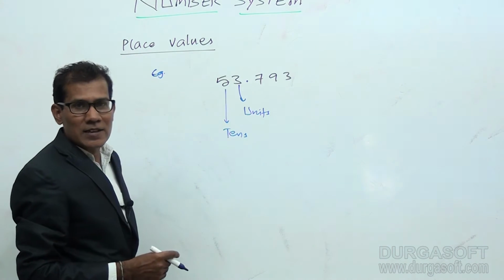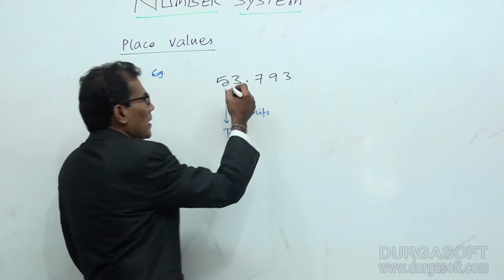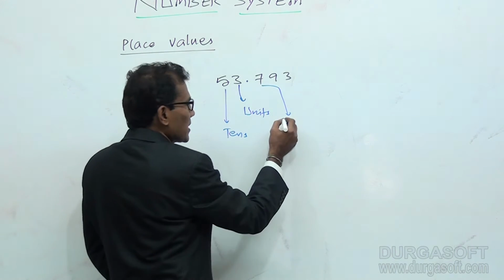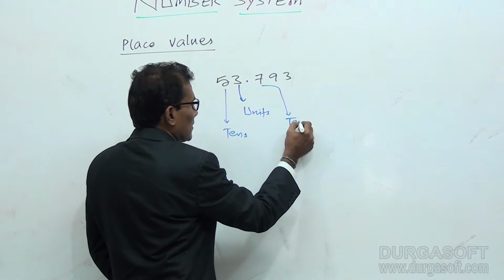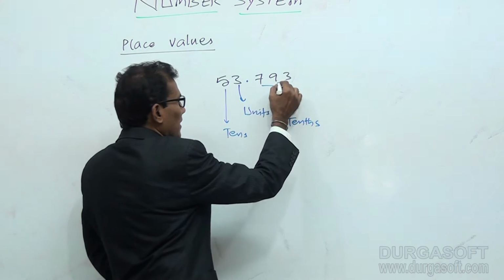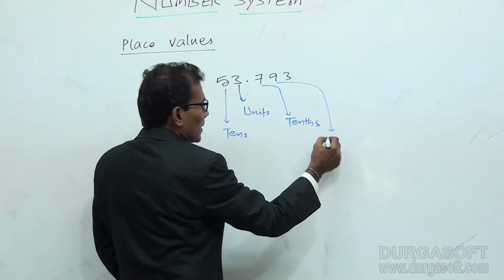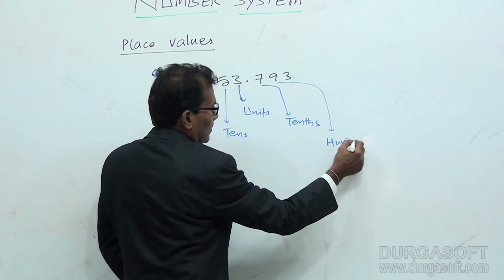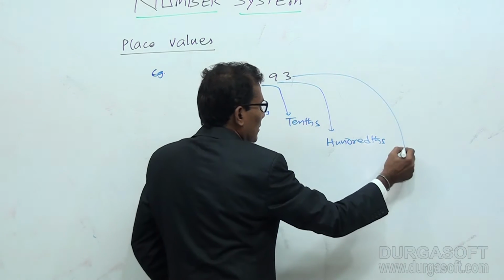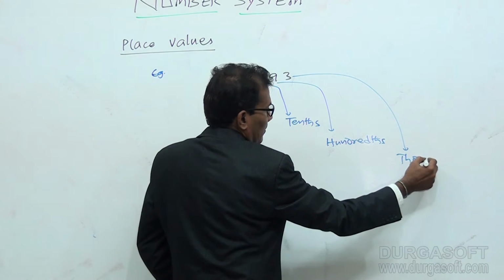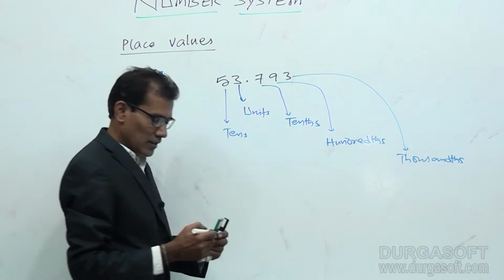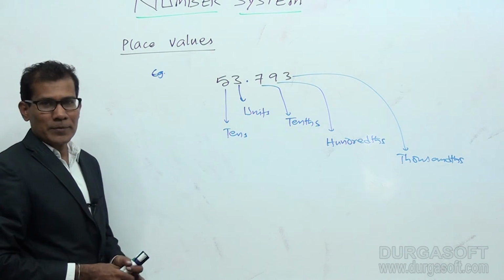And what about the digits after the decimal? After the decimal, the first digit, whatever it may be, has place value tenths, and the next digit's place value is hundredths, and this is thousandths. These are the place values of a number.